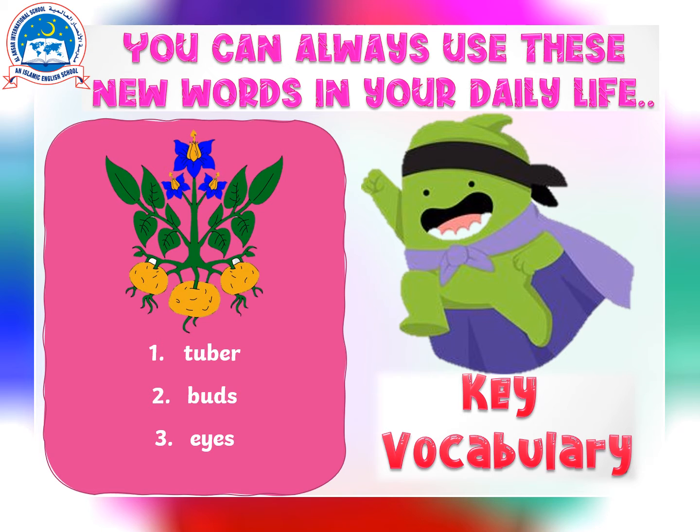Now, let's have a look at the keywords. Number one, we have tuber. Number two, buds. And number three, eyes.